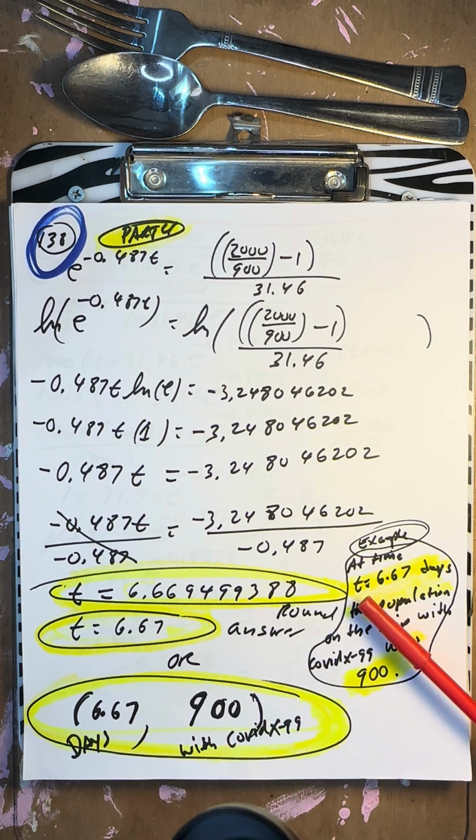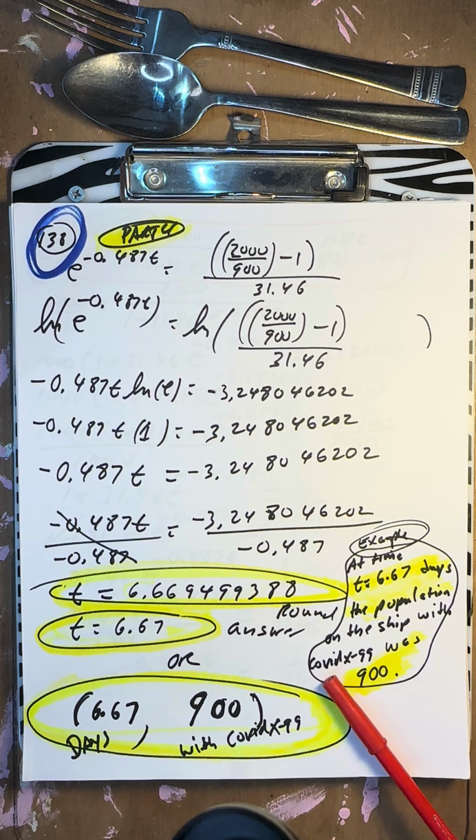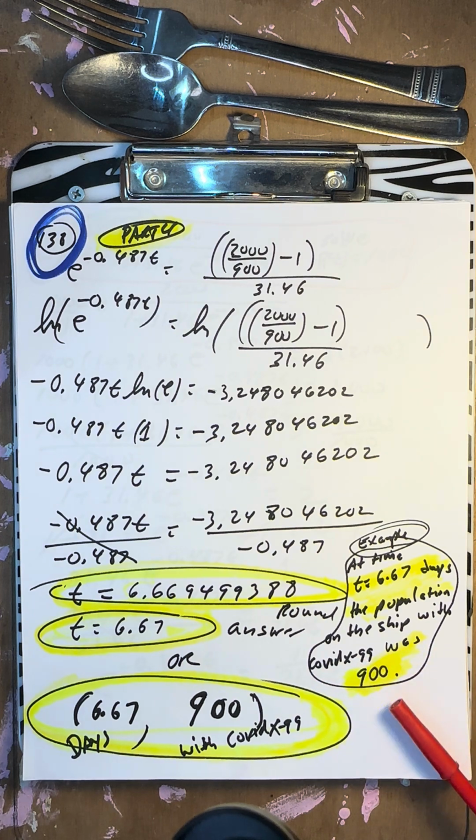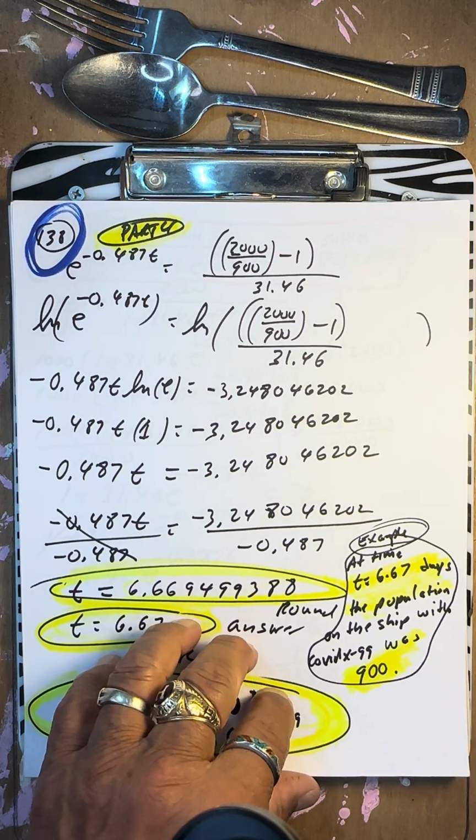6.67. So at time t equals 6.67 days, the population of the ship with COVID X99 was 900. 900 had it.